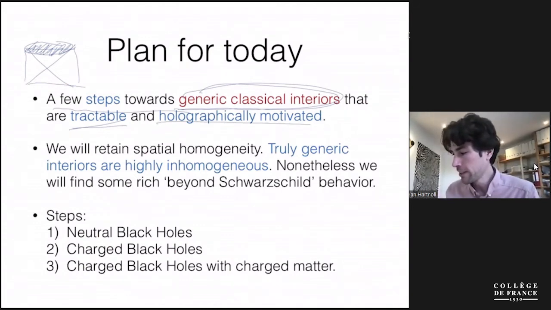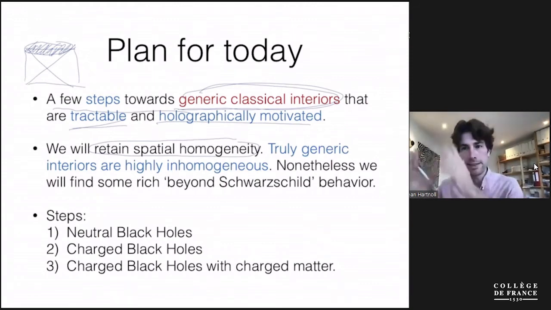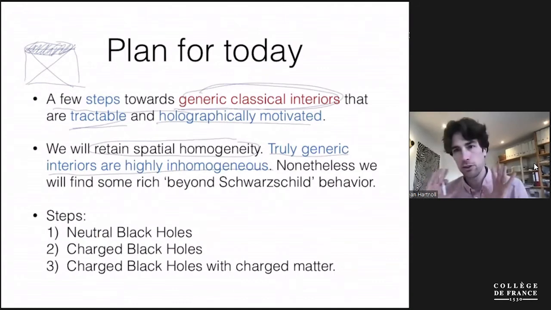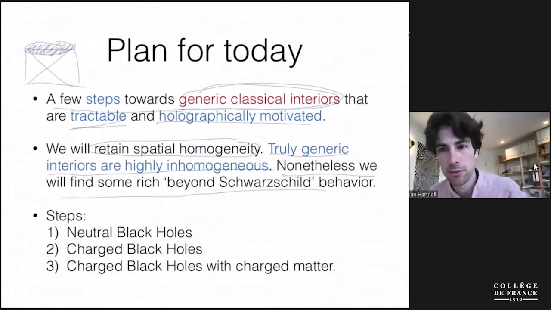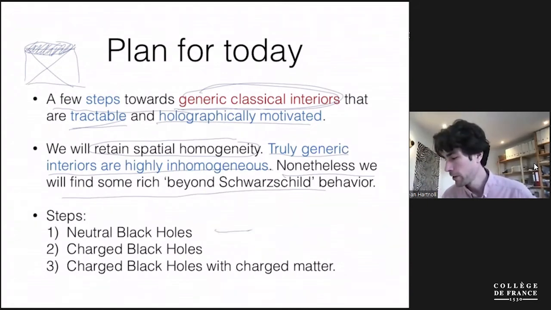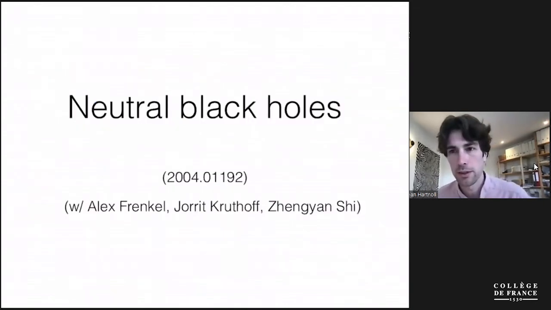Everything I'm going to do today is still going to be spatially homogeneous. That's the tractable part. I'm going to keep symmetries in x, y, and t, still translation invariant, whilst a truly generic interior is expected to be very inhomogeneous. Nonetheless, even within this homogeneous context, we'll still find some very rich beyond-Schwarzschild behavior. There are 3 steps corresponding to those 3 papers that I mentioned. First, neutral black holes. Then charged black holes. And then charged black holes with charged matter fields. Okay, let me start with neutral black holes.